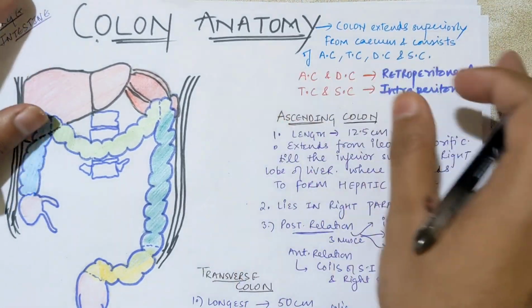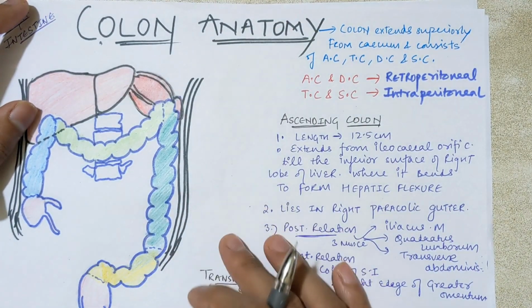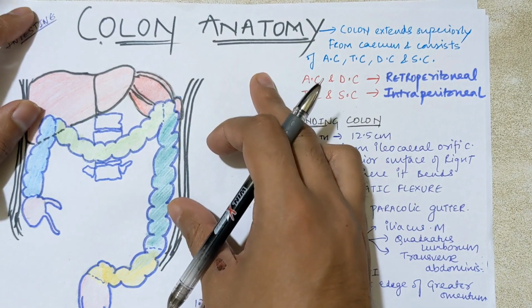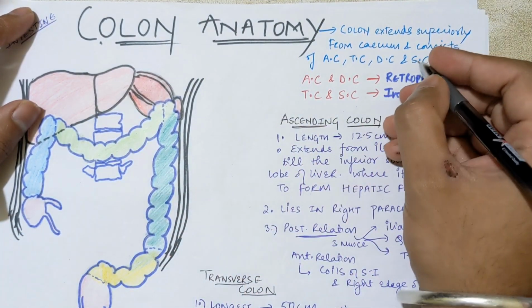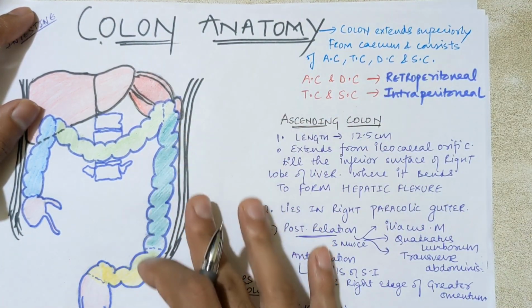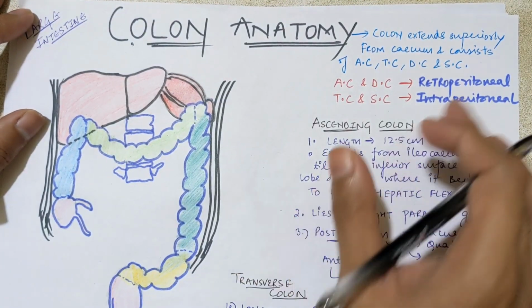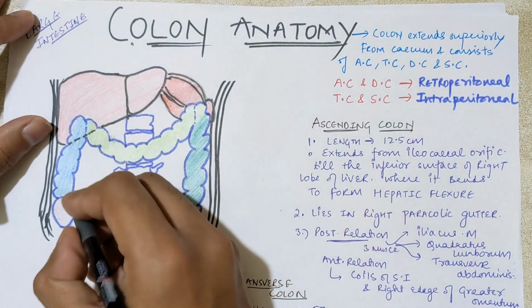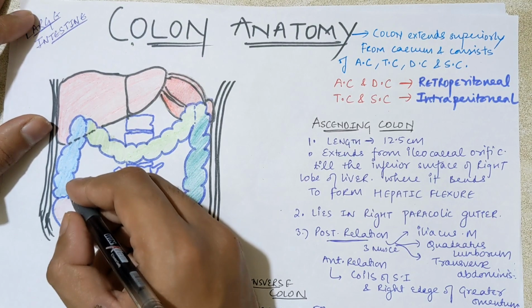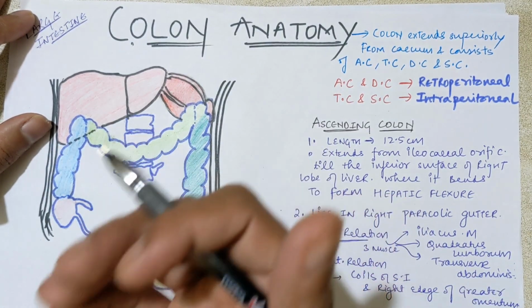First of all, the colon. Where does it begin? It actually begins from the superior part of the cecum, at the ileocecal orifice. It extends from the ileocecal orifice, from where your ascending colon begins. So that is the major beginning for our colon.